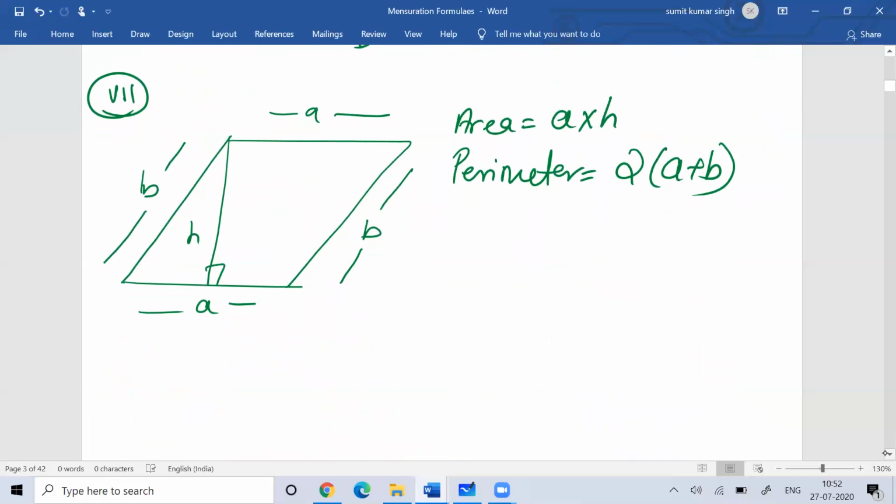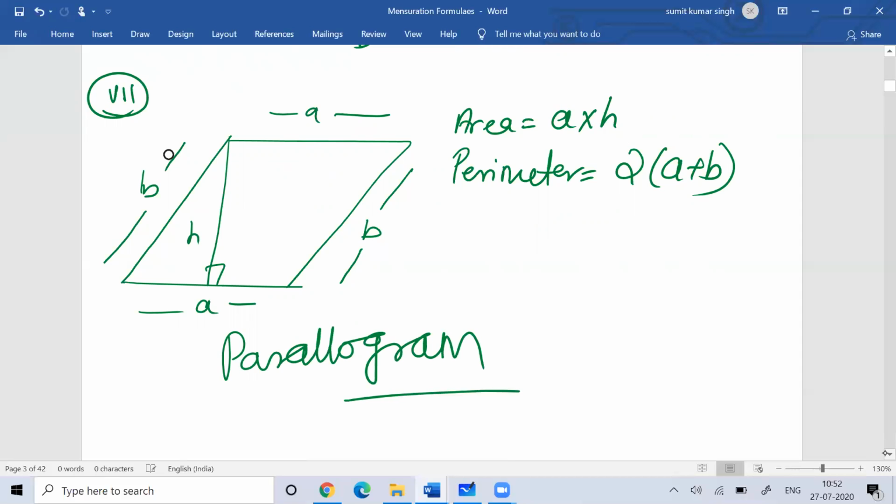Going further, when we talk about a parallelogram, it is a quadrilateral where opposite sides are equal and parallel. The adjacent angles are supplementary, and opposite angles are equal. The diagonals bisect each other, and diagonals may or may not be equal. So the kind of parallelogram for which diagonals are equal is a rectangle, while the parallelogram for which diagonals are not equal is a rhombus.